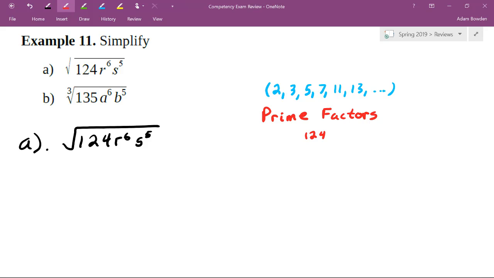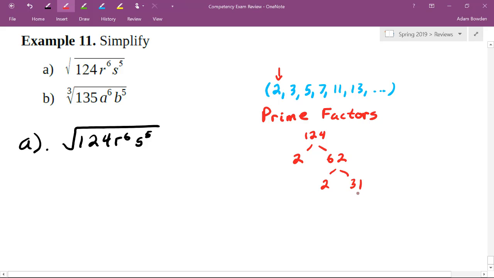We always start with the smallest prime number and see if it'll divide. In this case, 2 does divide into 124 62 times. And then we keep dividing by 2 as long as we can. And when we can't, we'll either have completely divided out all the prime numbers, or we'll go up to the next number and try to divide it into it. So we did 2, and we'll try 2 again. 2 does divide into 62 31 times.